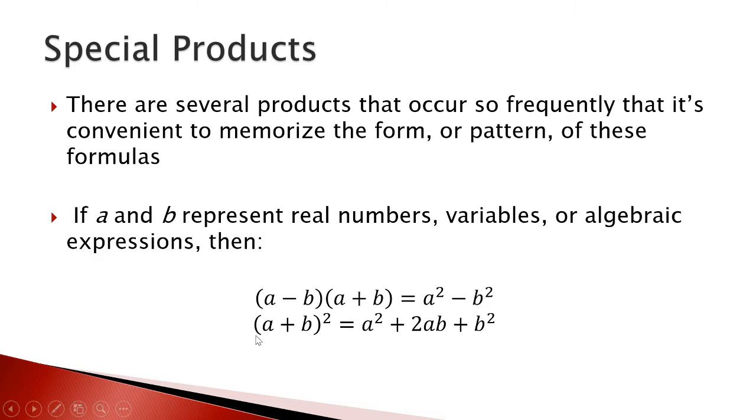And if we have a plus b whole thing squared, it will give a square plus 2 times the product of these two terms and the square of the second term. So a plus b whole thing squared is equal to a square plus 2 times ab plus b squared.